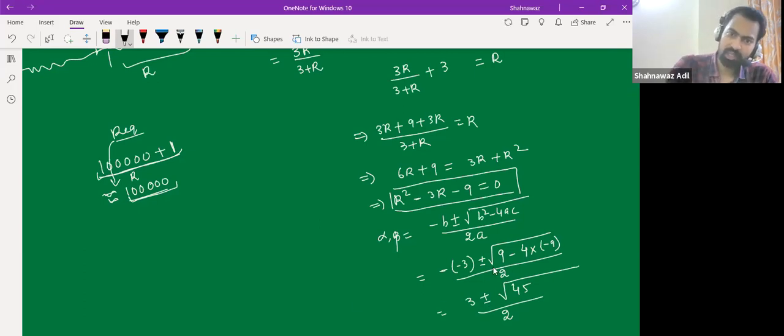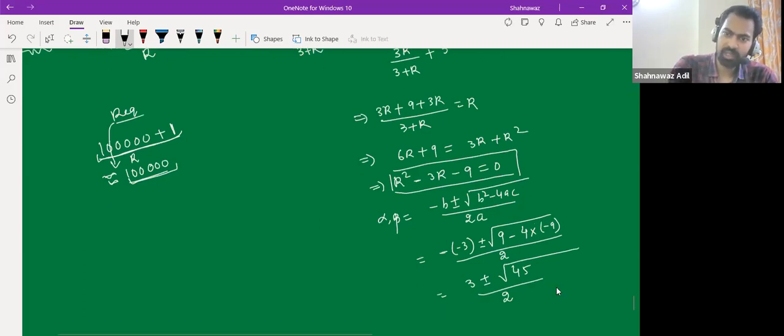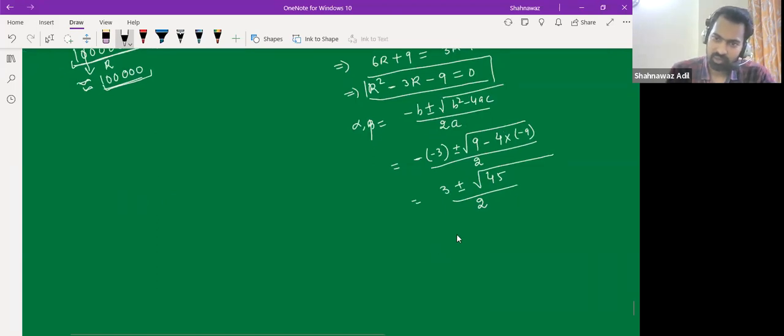So the resistance cannot be negative, right? So the answer would be 3 plus root 45 by 2. And how much is root 45? So 3 plus, and 9 5s are 45, so 3 root 5, divided by 2. This is the answer. R equivalent is 3 plus 3 root 5 by 2.